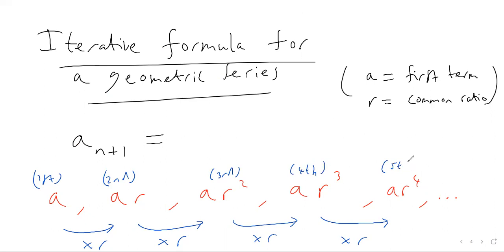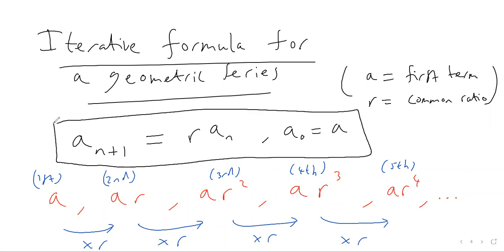So the iterative formula for this sequence, the next term in the sequence, a(n+1), is going to be the previous term, a(n), multiplied by R, the common ratio. So a(n+1) equals the common ratio times by the previous number of the sequence, where the first number of the sequence, a(0), we will call A. So A is our first number in the sequence, and then for the next numbers that we generate in the sequence, you just times by R to get your next number. That's our iterative formula for a geometric sequence.